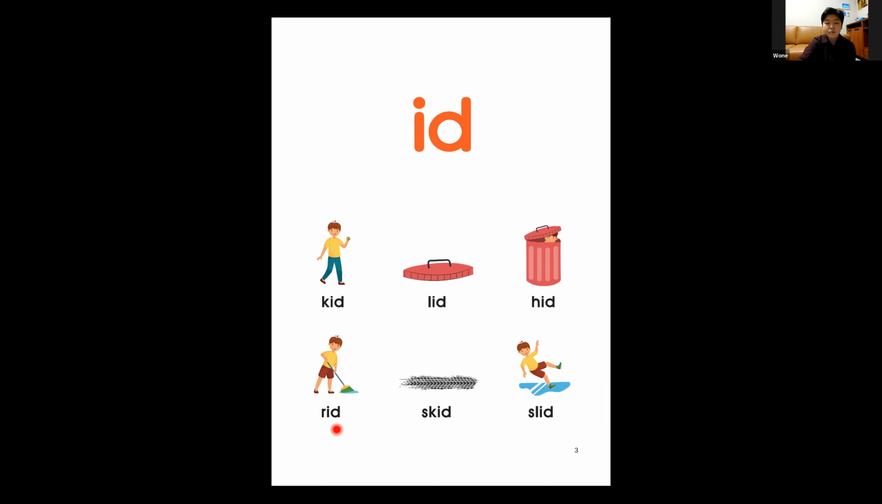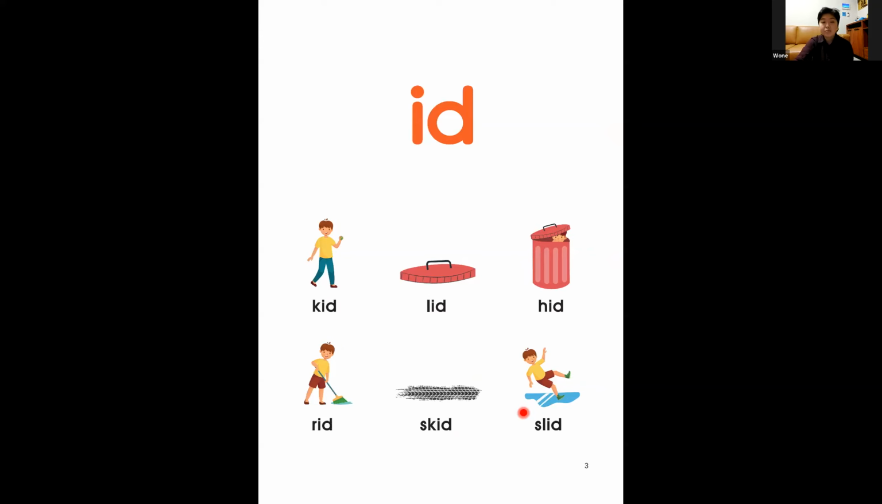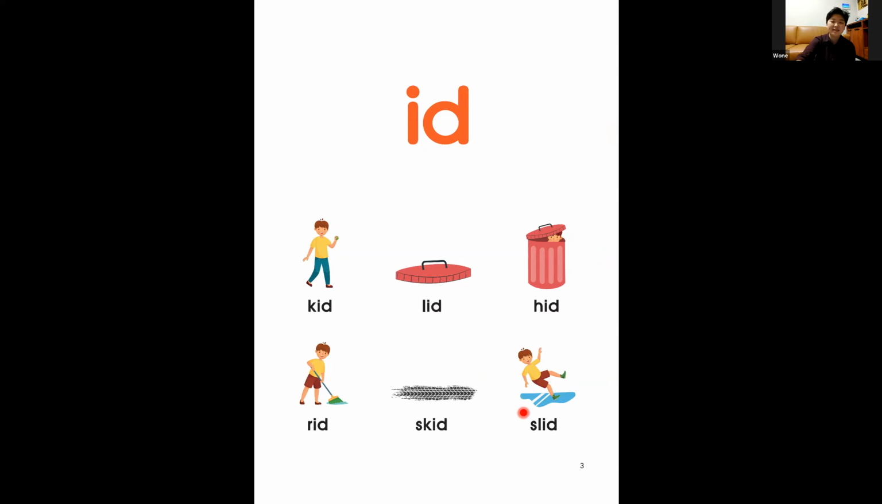R, id. Put it together. Rid, rid. He's getting rid of something. He's clearing it away, cleaning it up. That's rid. Sk, id. Put it together. Skid, skid. Skid is like a mark. Next one, sl, id. Put it together. Slid, slid. And that means slipped. He slipped. He's sliding. Whoops, like that.